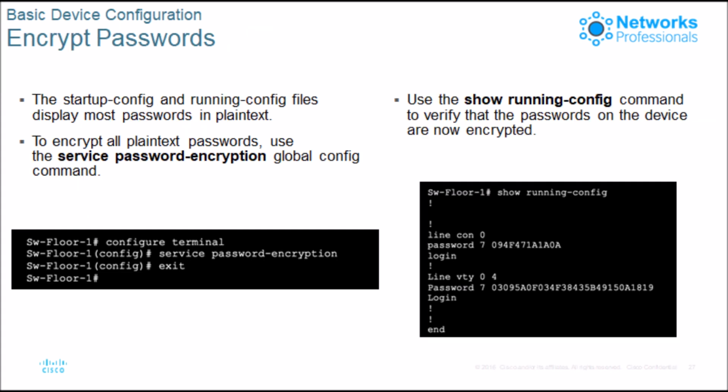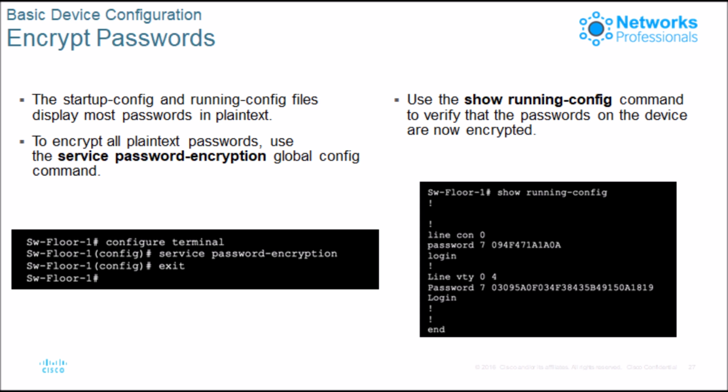Password encryption. The startup config and running config files display most passwords in plain text. This is a security threat because anyone who has access to these files can discover the passwords. To encrypt all plain text passwords, use the service password-encryption global configuration command as shown in the example. This command will encrypt all plain text passwords, and after enabling this feature, when you apply any plain text password, it will be encrypted automatically.